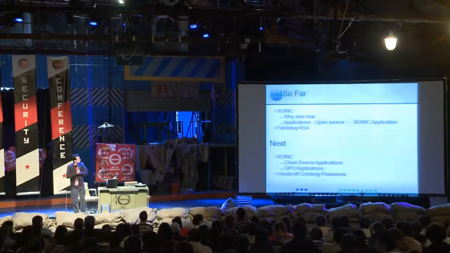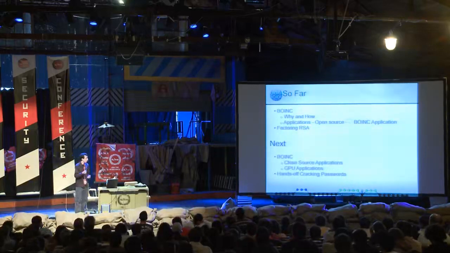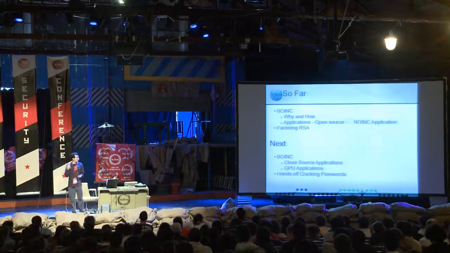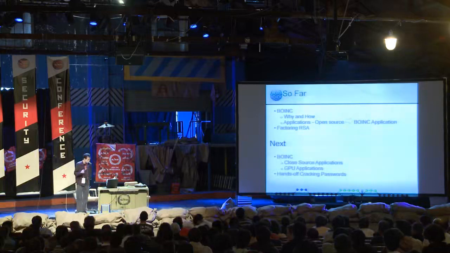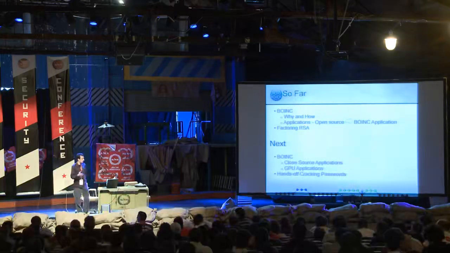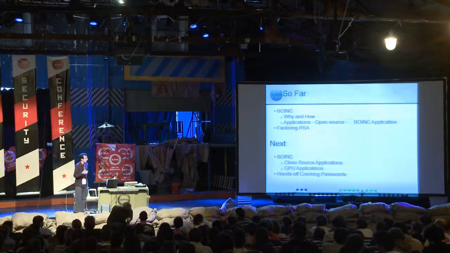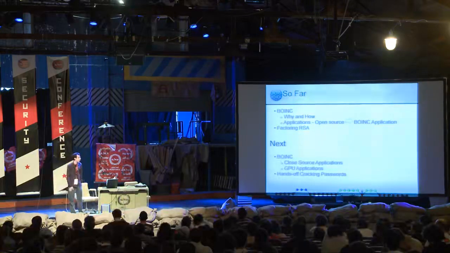So far, we've run open source programs in Boink, and we've factored RSA. Let's talk about running closed source applications, doing GPU applications, and doing password cracking. So, sieving in the general number field sieve is what's called embarrassingly parallel. It's a computer science term. And what it means is that something should be so simple to run on multiple computers that it's embarrassing.